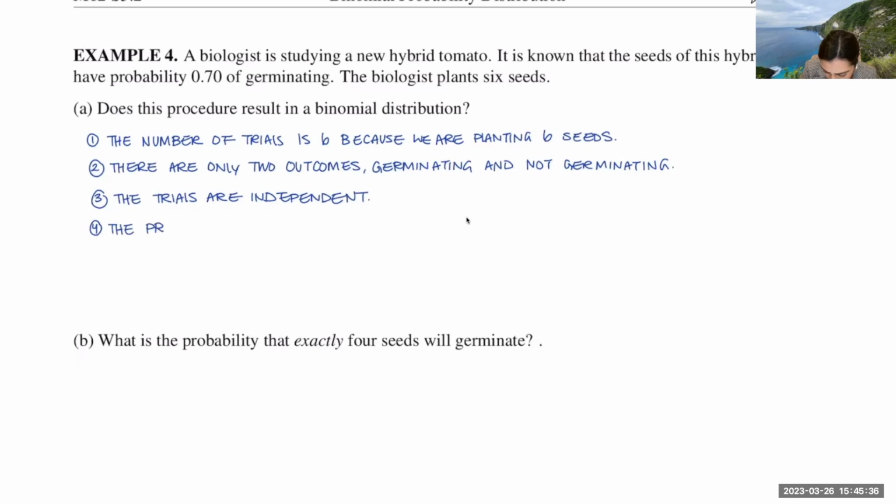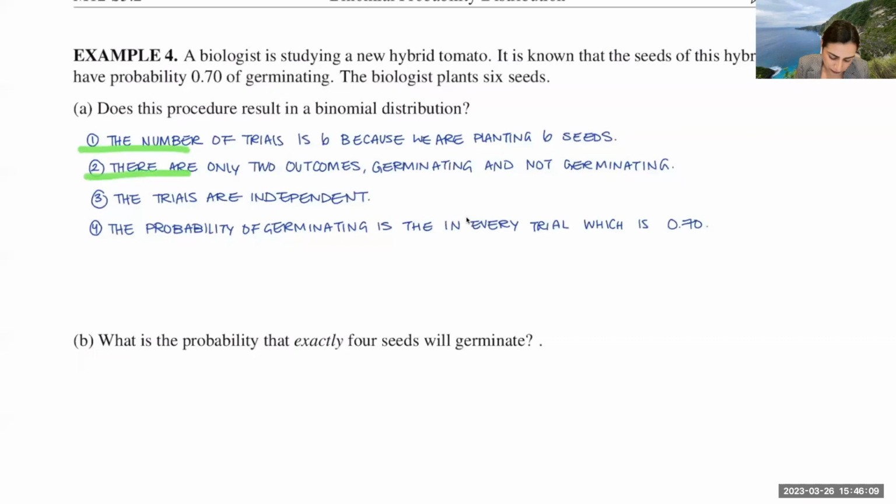The probability of germinating is the same in every trial, which is 0.70. All right, okay, great. So it does satisfy all of the 4 conditions. So great, we can go ahead and move forward.